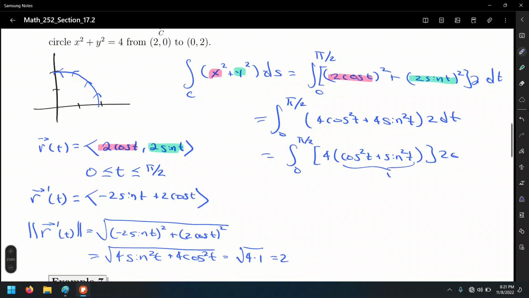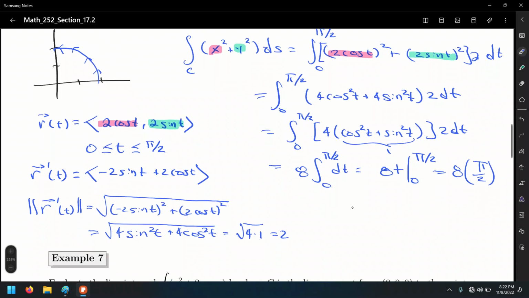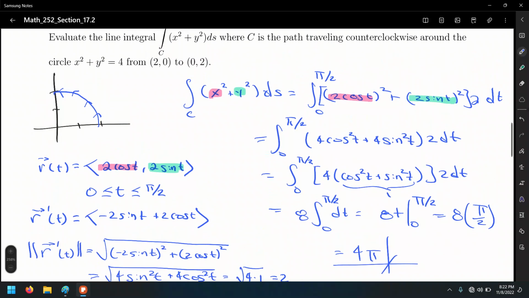This gives a 1. 1 times 4, that's 4 times 2, that's 8. Integral from 0 to pi over 2 dt. And then 8t from 0 to pi over 2. And that's 4 pi. Alright. So that's the area of the curtain hanging only in the first octant.